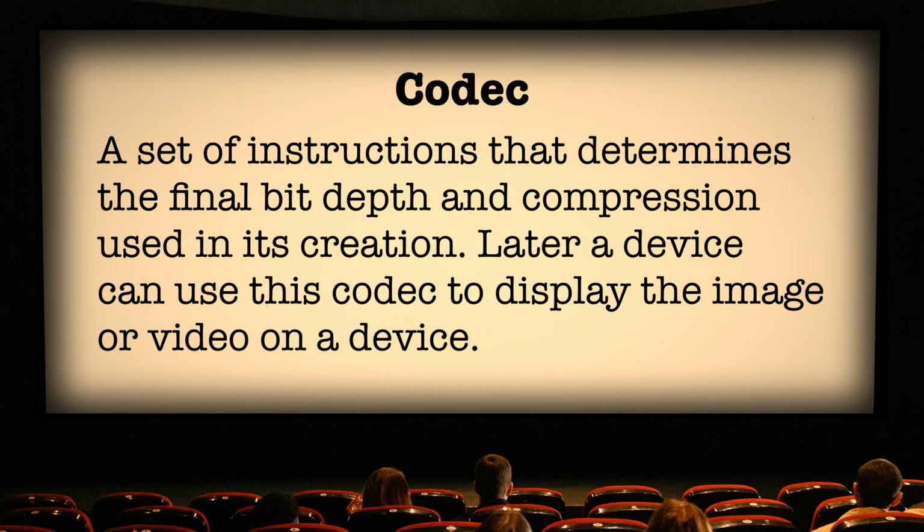Our movie file is created using a particular codec, which is a set of instructions that determines the final bit depth and compression used in its creation. This tells the camera how to digitally encode the information it has received from the sensor and is later used to decode it for display on devices such as computers, monitors, TVs, smartphones, etc. We could have gone into more detail about how chroma subsampling, debayering, and other technical processes work, but I wanted to keep this as simple as possible while sharing enough information to show how the process in general works.